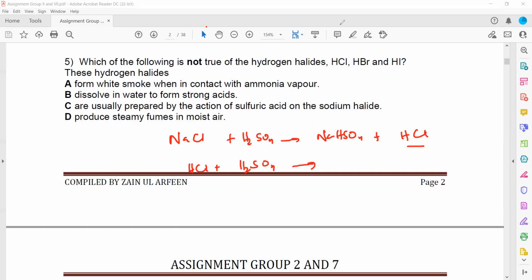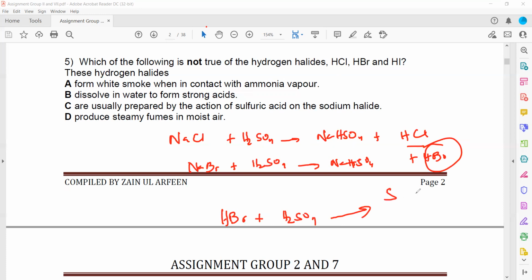But if we have sodium bromide, NaBr, and mix it with sulfuric acid, H2SO4, it will produce sodium hydrogen sulfate plus hydrogen bromide. And this hydrogen bromide contains bromide ion, which is a better reducing agent. So it might produce sulfur and bromine, where sulfur changes from +6 to 0, or it might produce sulfur dioxide and bromine. In sulfur dioxide the oxidation number of sulfur is +4. So these are the products it can produce.